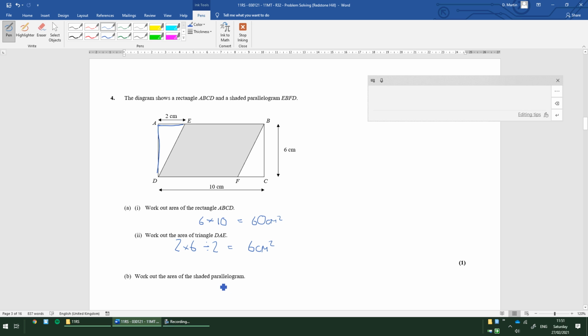Now for the shaded parallelogram, what we need to work out is we know the whole rectangle is 60. We've got to take away the triangle at the left, the triangle at the right, and 60 take away 6, take away 6. So the area of the shaded parallelogram is 48 centimetres squared.